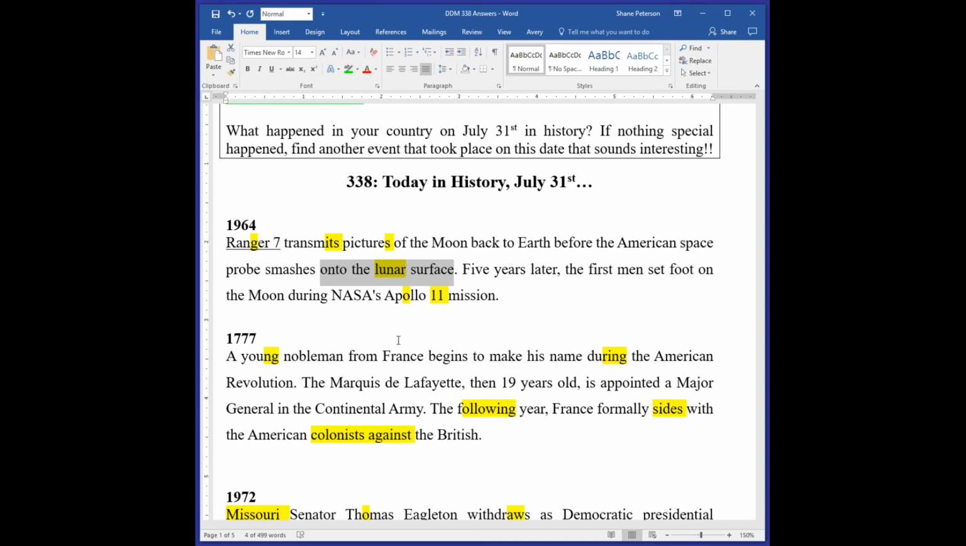Practice that, okay? Apollo 11 emission. I'm sorry, not emission. Apollo 11 mission. Apollo. NASA's Apollo 11 mission. NASA. Good.